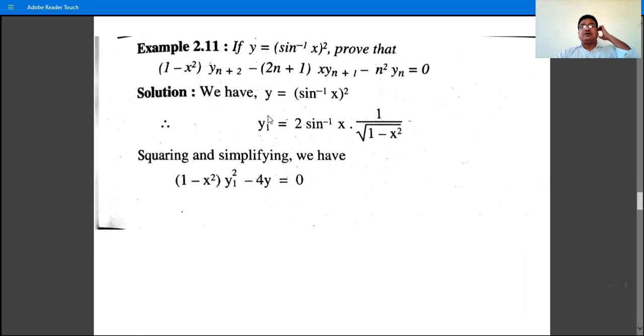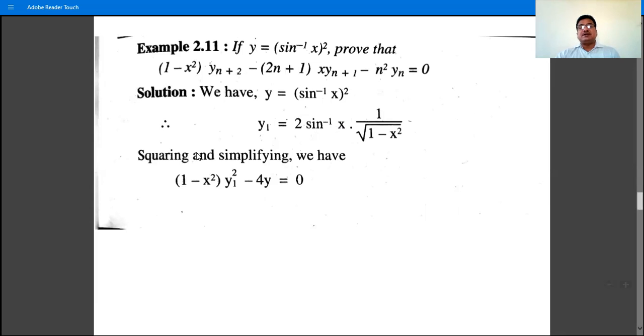So y is (sin inverse x) whole square. Differentiate with respect to x. The derivative of y is y1, and the derivative of this is by using the x raised to n rule. What is the derivative of x raised to n? n x raised to n minus 1. So the derivative of (sin inverse x) square is 2 sin inverse x raised to 1, 2 minus 1 is 1, into the derivative of sin inverse x, which is 1 by root 1 minus x square. Shift this root 1 minus x square to LHS. So we get root 1 minus x square y1 is equal to 2 sin inverse x.